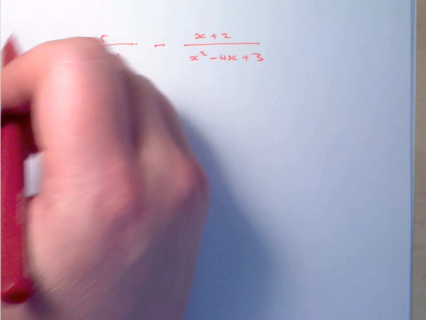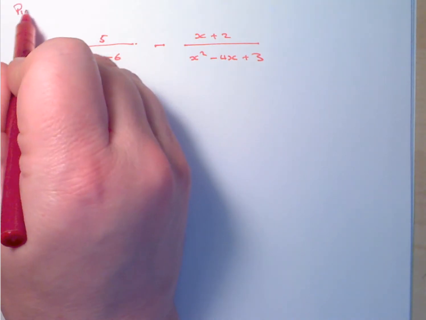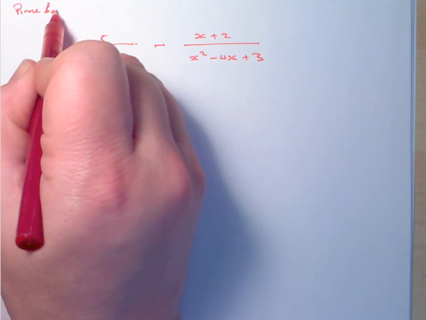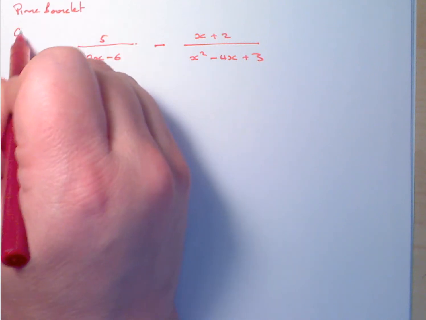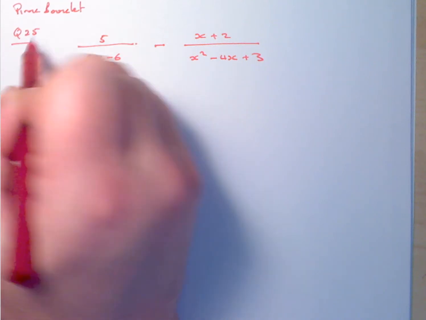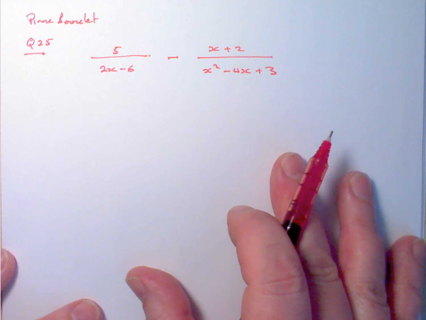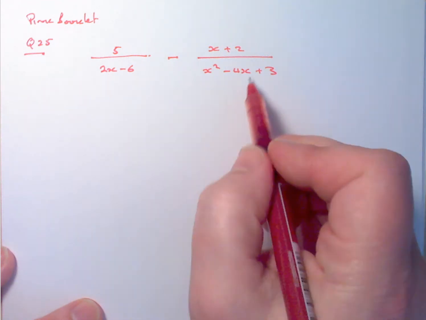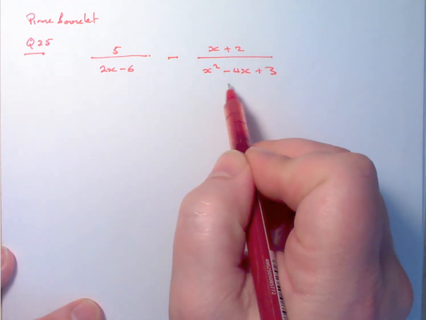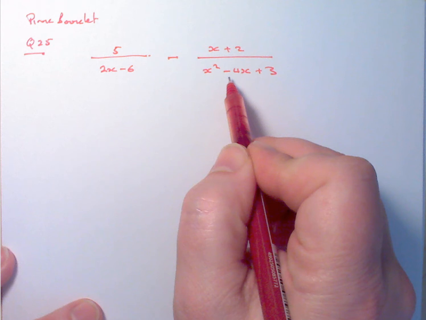Okay, so this is the pink booklet, and it's question 25. What we have to do is simplify this fraction. The first thing you want to do is factorize the quadratic here.